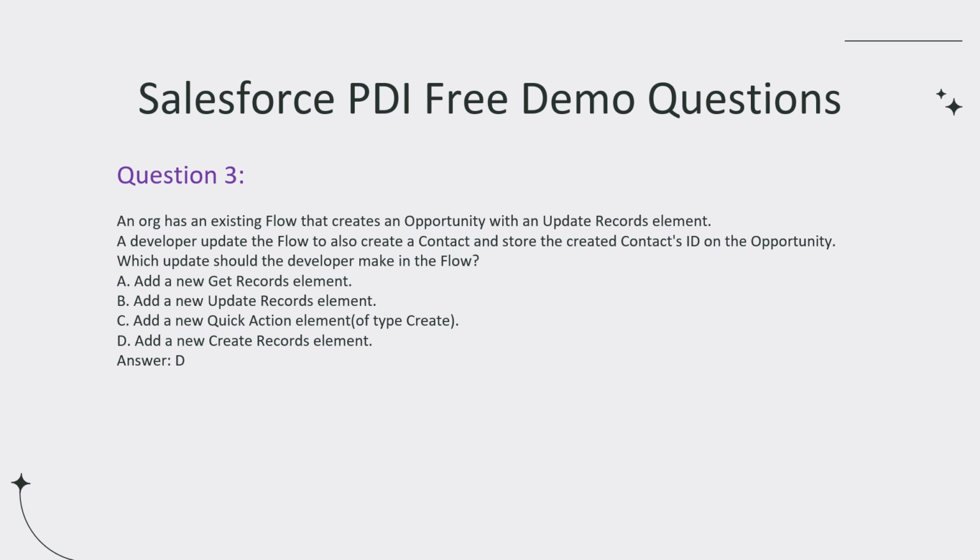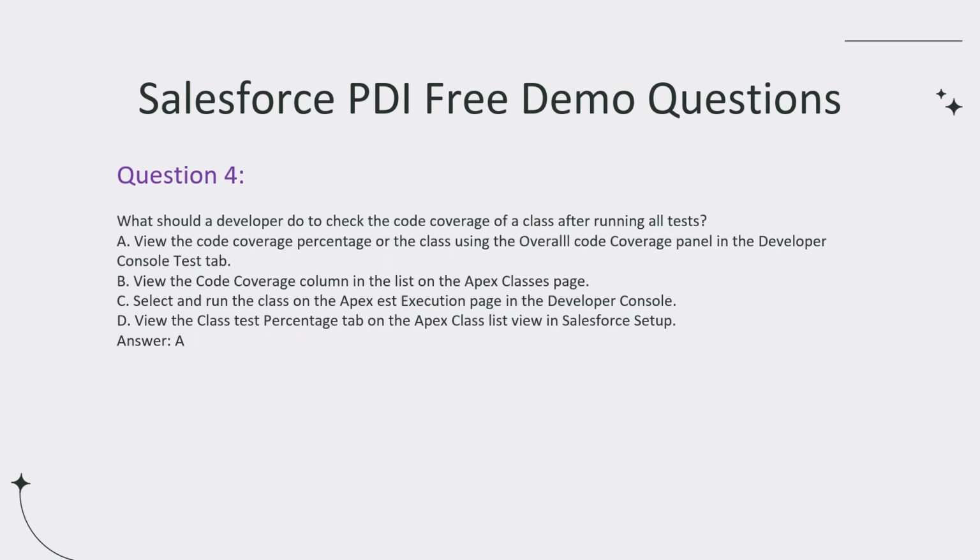3. An org has an existing flow that creates an opportunity with an update records element. A developer updates the flow to also create a contact and store the created contact's ID on the opportunity. Which update should the developer make in the flow? A. Add a new get records element. B. Add a new update records element. C. Add a new quick action element, of type create. D. Add a new create records element. Answer: D.